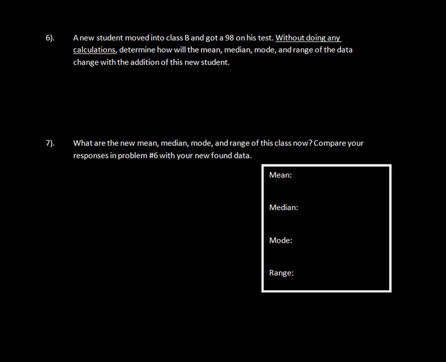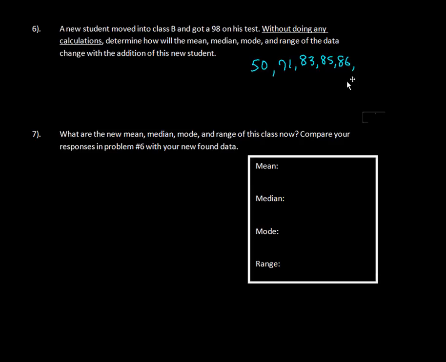All right, last two are going to be the most thinking. A new student moved into class B and got a 98 on his test. So without doing any calculations, we need to figure out how the mean, median, mode, and range of the data will change. So let me first write what the numbers were. We had a 50. I'm going to put them in order. 71. Next was 83, 85, 86. Did I miss one here? Oh, I did miss 80.